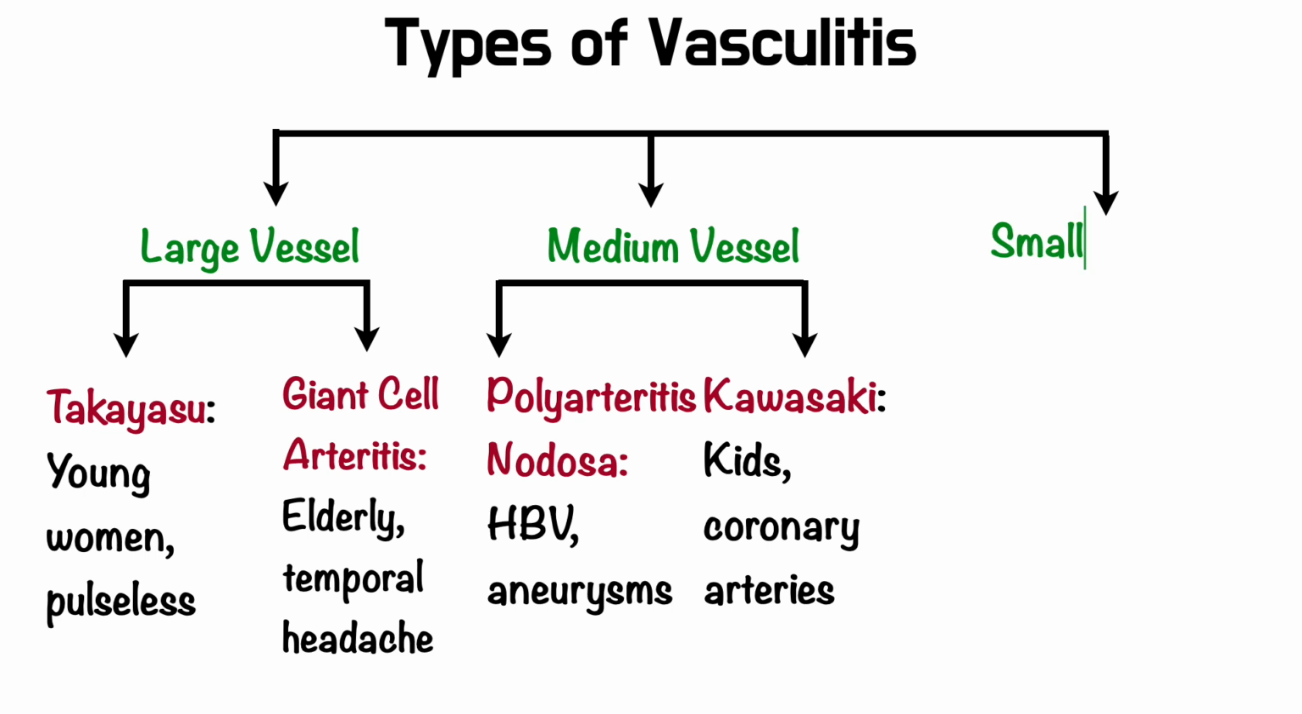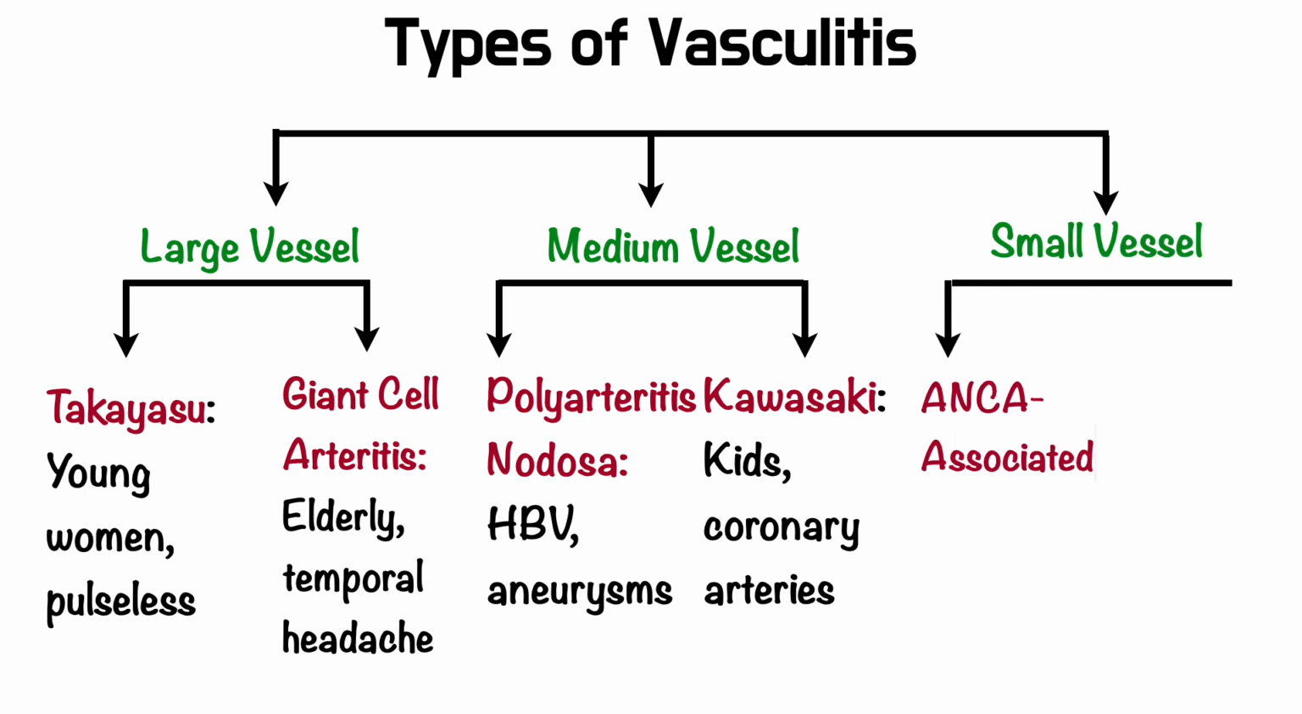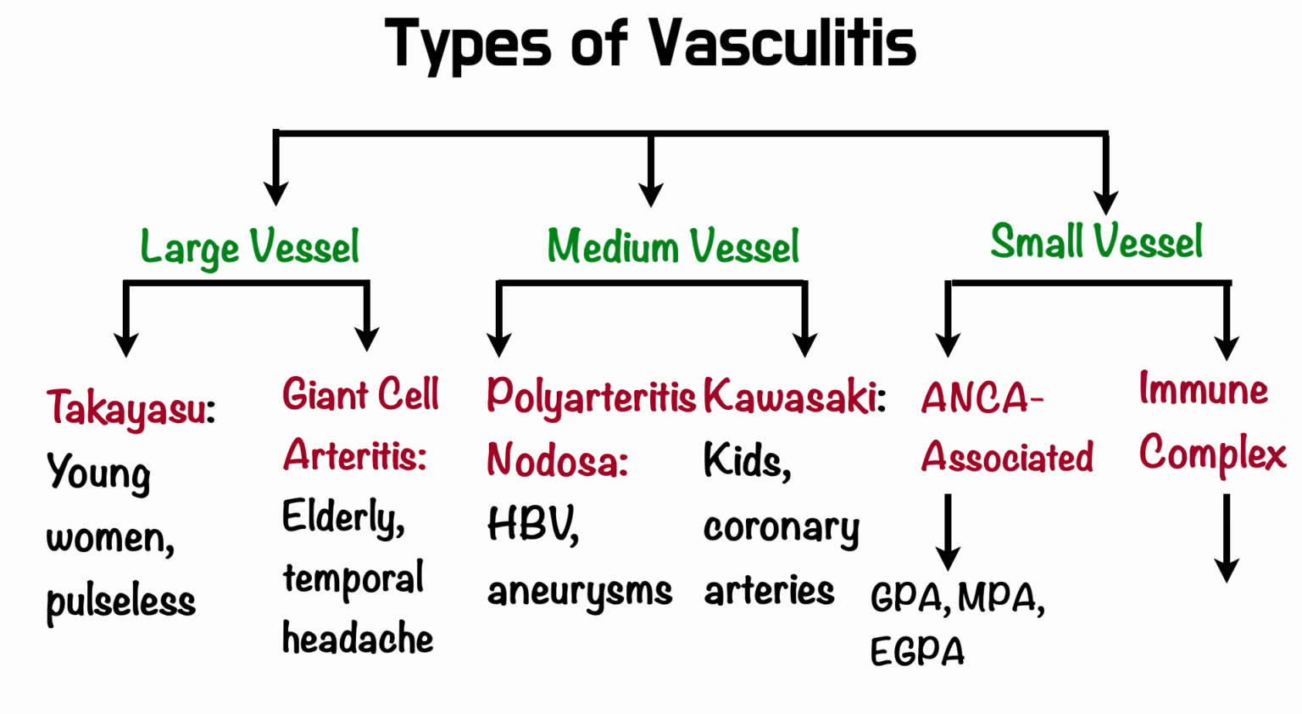And talking about small vessel vasculitis, there can be ANCA associated vasculitis, like GPA, MPA, EGPA. We'll be talking about this later in full form, right? And also, it can be immune complex mediated. That can be Henoch-Schonlein purpura or cryoglobulinemia, right? So these are the types of vasculitis.